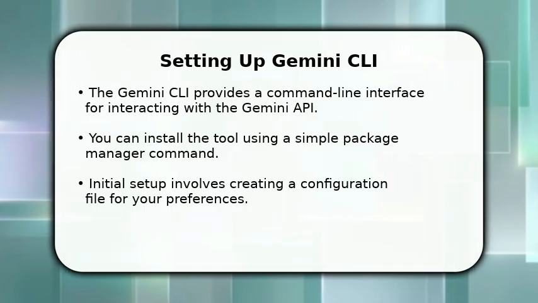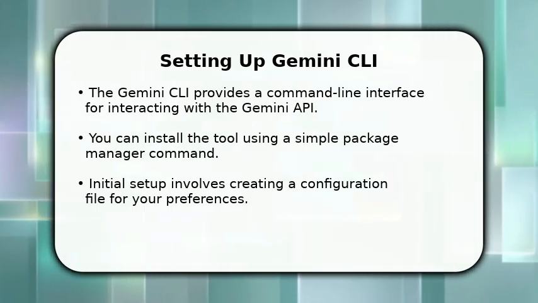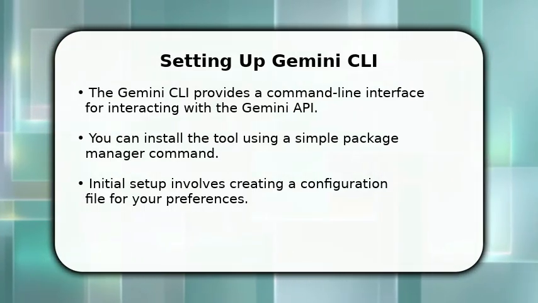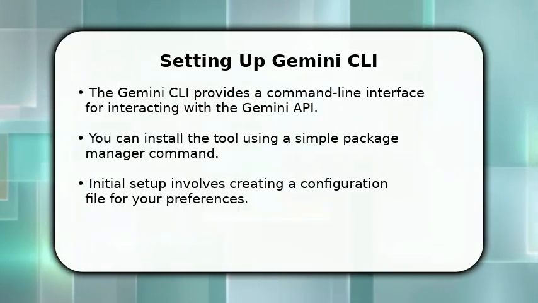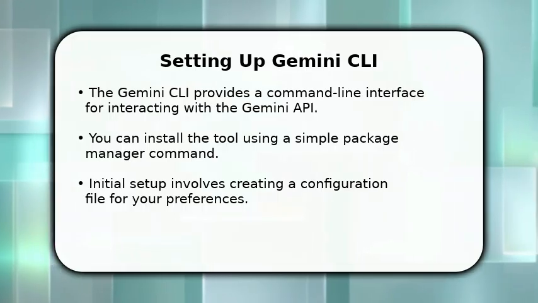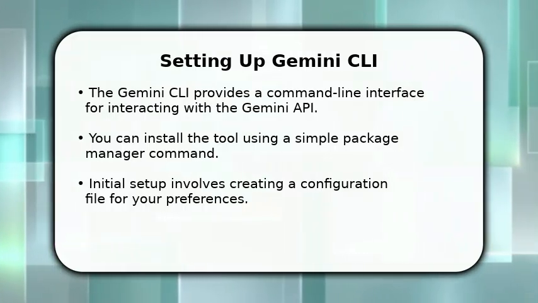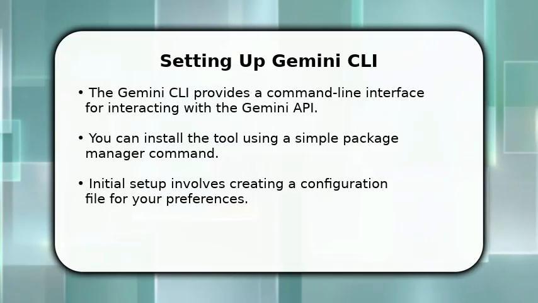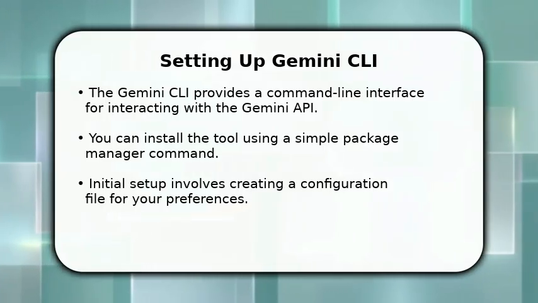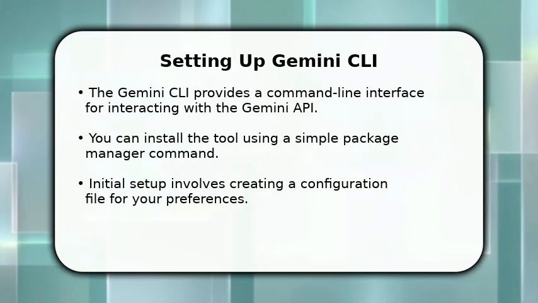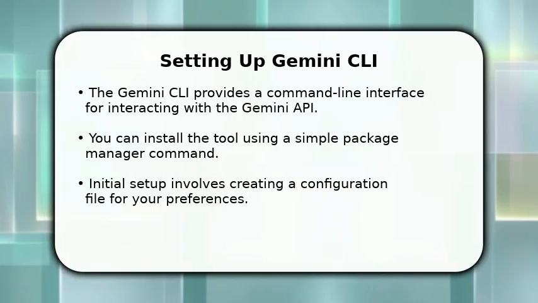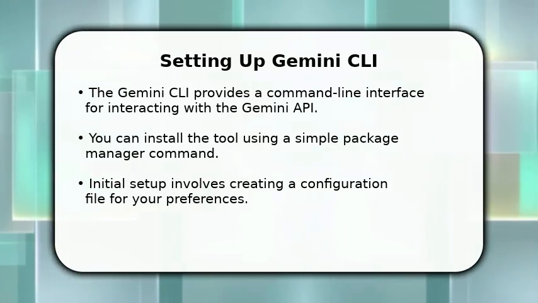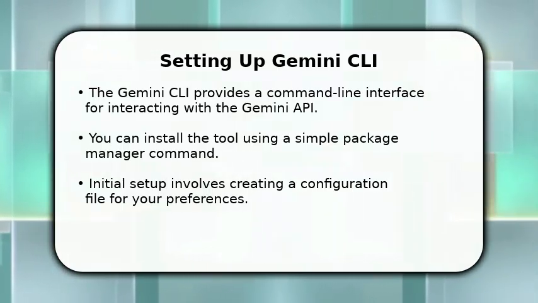Enjoy the video. In this video, I will explain how to set up the Gemini CLI. First, ensure you have Python installed on your system. Then, open your terminal and use pip to install the Gemini CLI package. After installation, you'll need to initialize the configuration, which typically creates a default settings file in your home directory. This file is crucial for storing your API key and other preferences securely.